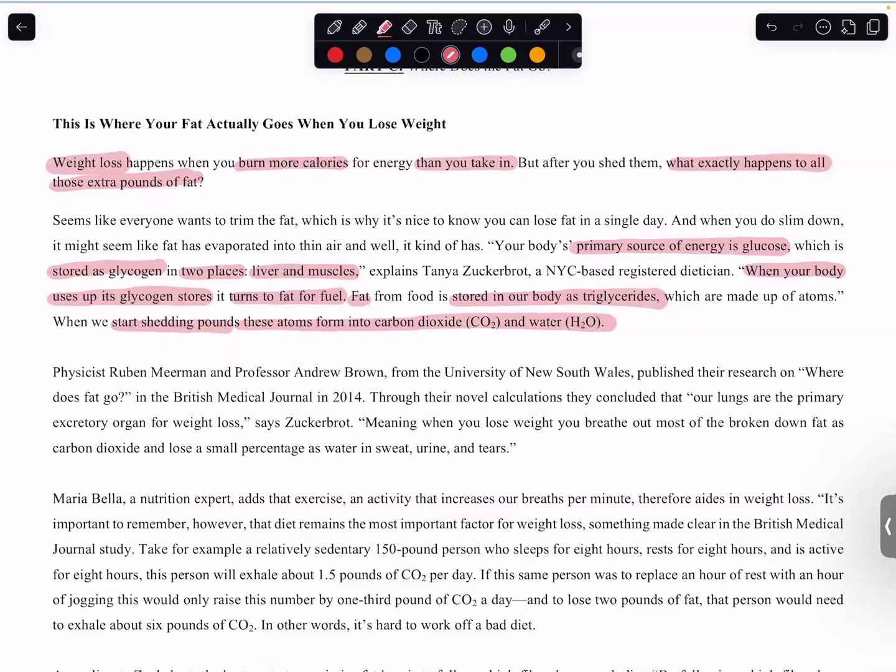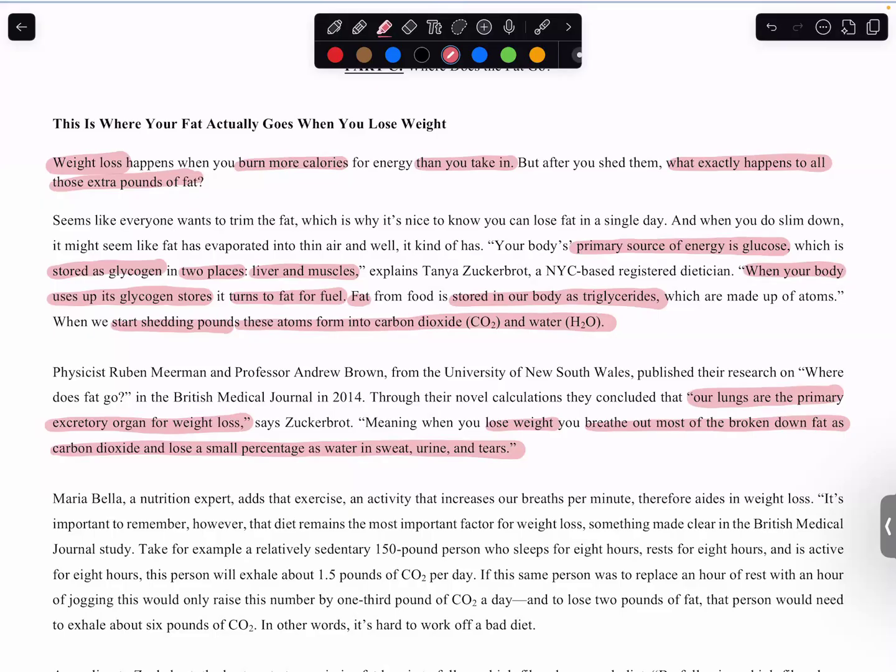Physicists Reuben Meerman and Professor Andrew Brown from the University of New South Wales published their research on where does the fat go? Sorry, brain fart. Where does the fat go? In the British Medical Journal in 2014. Through their novel calculations, they concluded our lungs are the primary excretory organ for weight loss. Meaning, when you lose weight, you breathe out most of the broken down fat as carbon dioxide and lose a small percentage of water as sweat, urine, and tears.